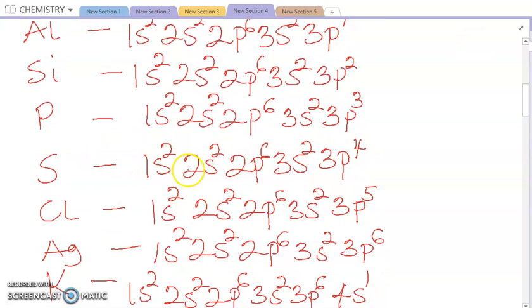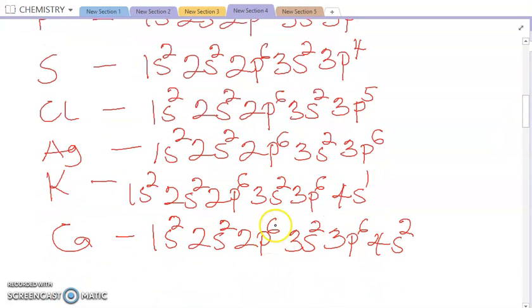Sulfur: 1s2, 2s2, 2p6, 3s2, 3p4. Chlorine: 1s2, 2s2, 2p6, 3s2, 3p5. Then argon: 1s2, 2s2, 2p6, 3s2, 3p6. Then we have potassium. By the time we fill 3p6, the next we're going to fill is 4s1. So when we fill 4s1, that will be for potassium. Then for calcium, it will be 4s2. So this is how we write the electronic configuration of elements number 11 to 20.